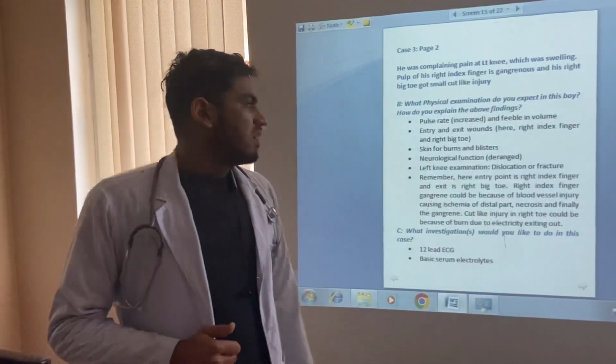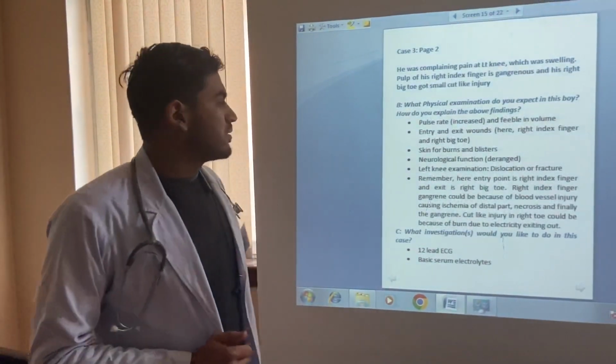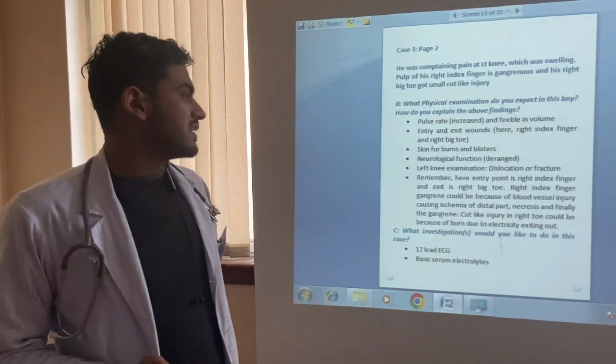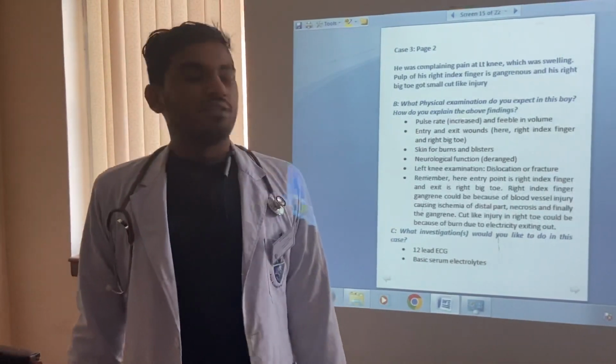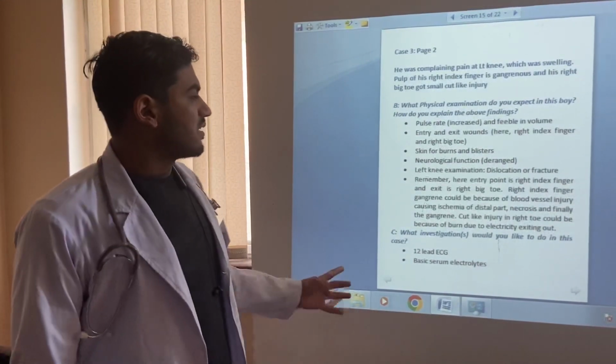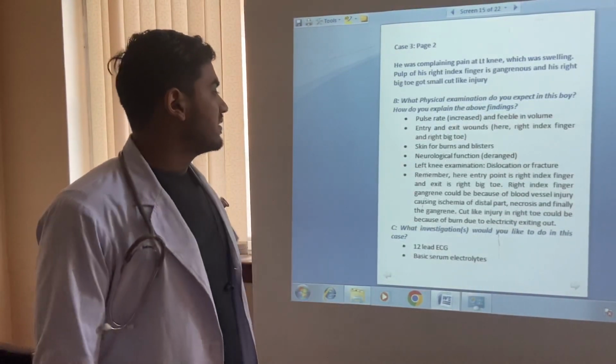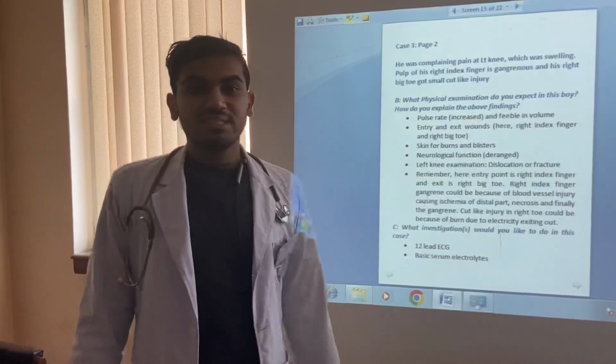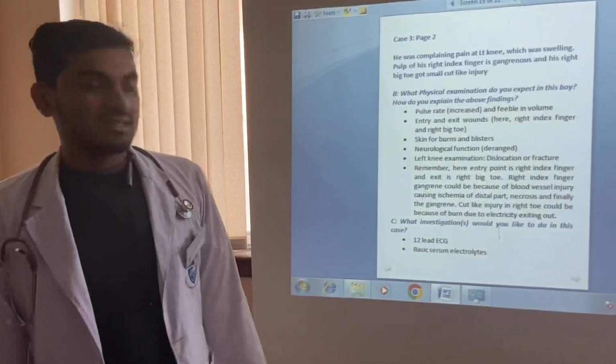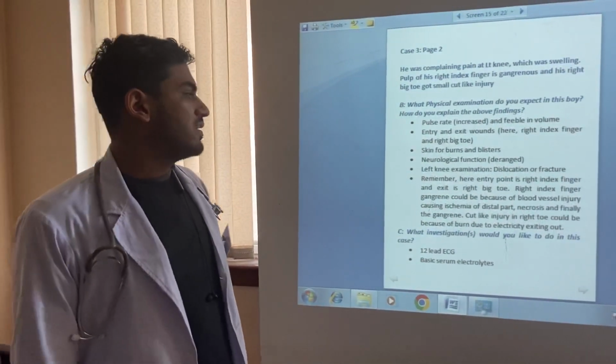So skin can be checked for burns and blisters, and neurological function can be deranged. On left knee examination, there can also be a dislocation or fracture, as he has fallen from a 5 feet height. And remember, here the entry point is the right index finger and the exit is the right big toe.